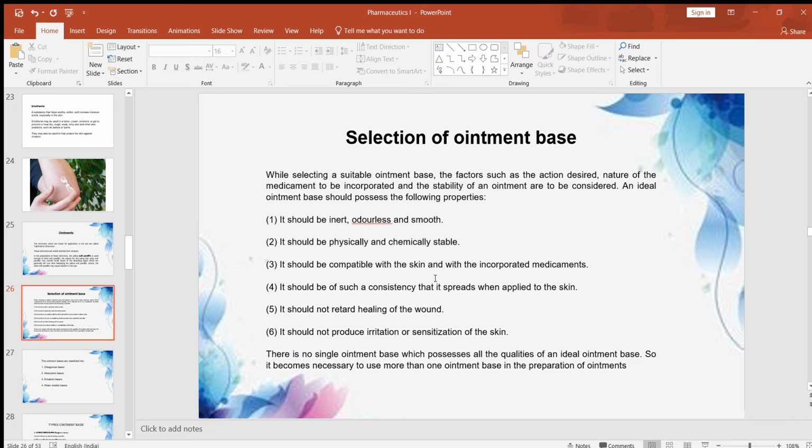It should be compatible with skin and with the incorporated medicament. As we have seen, the base that we are using should be compatible with the skin. It means that after application of this formulation on the surface of skin, the base should be compatible. There should not be any reaction of your base with the skin. And at the same time, the base in which we are incorporating our drug, the drug should also remain stable in presence of this ointment base. Okay, so it should be compatible with both skin as well as the drug.